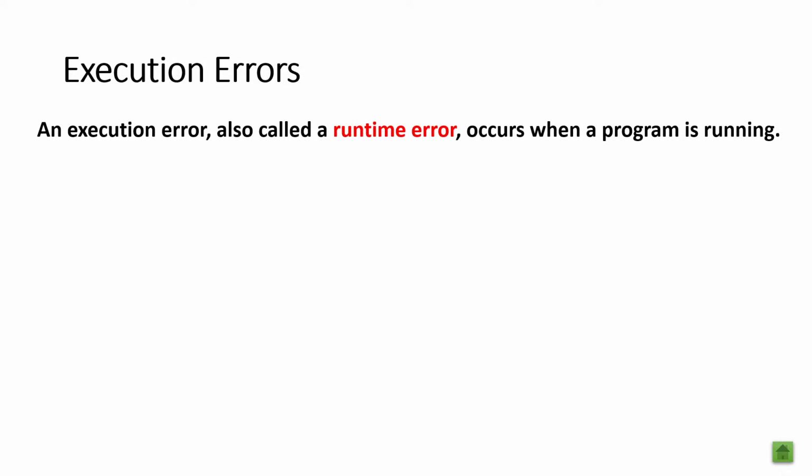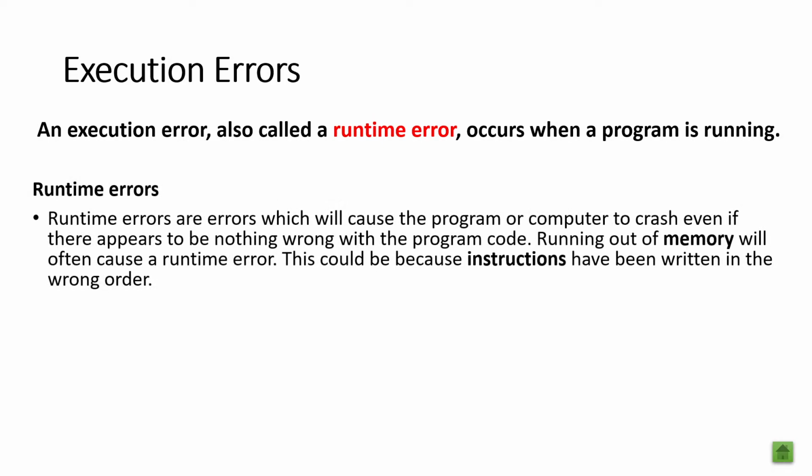An execution error is also called a runtime error, which occurs when the program is running. So runtime errors are errors which will cause the program or the computer to crash even if there appears to be nothing wrong with the code itself. So running out of memory will cause a runtime error, and that could cause problems and stop the whole process. It could kick you out to the screen, the user gets a weird output, not great.